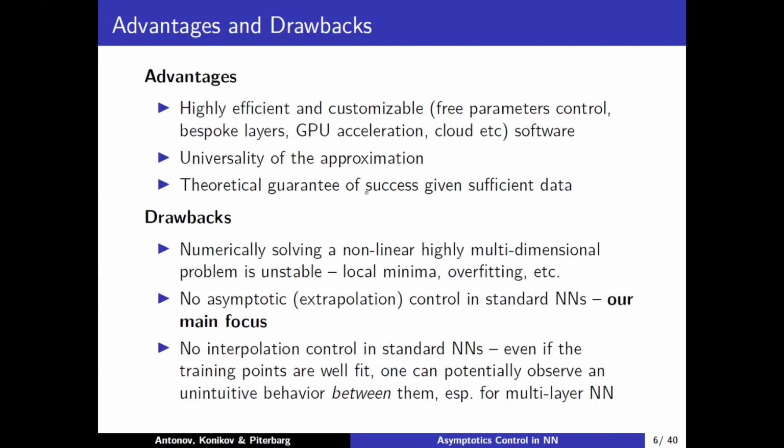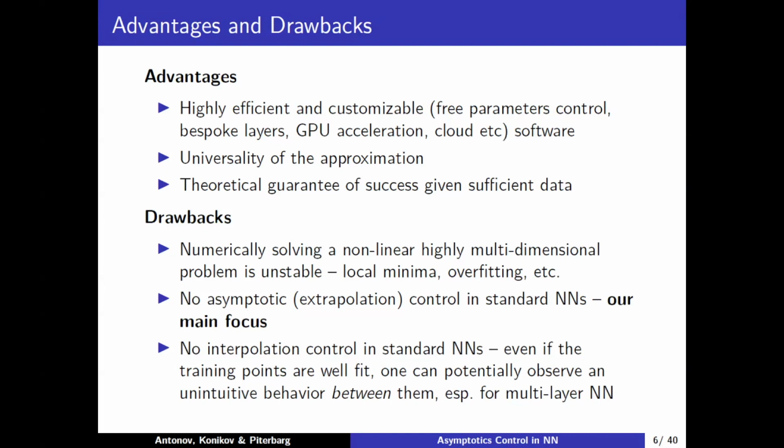The drawbacks of neural networks: numerically solving a highly nonlinear multidimensional problem is unstable. We can fall into a local minimum, overfitting, and other things. Of course, we can struggle against this, with regularization and so on, but in general it is numerical solving. As I said, they don't have asymptotic control. That is our main focus.